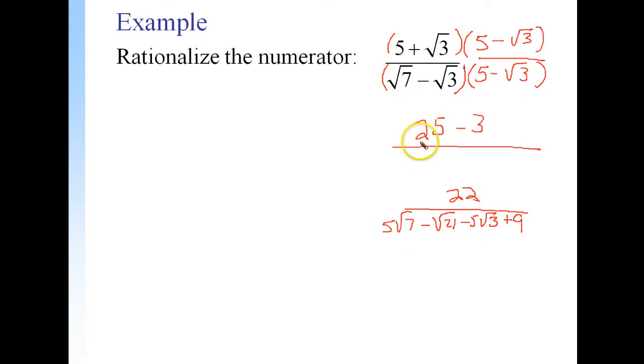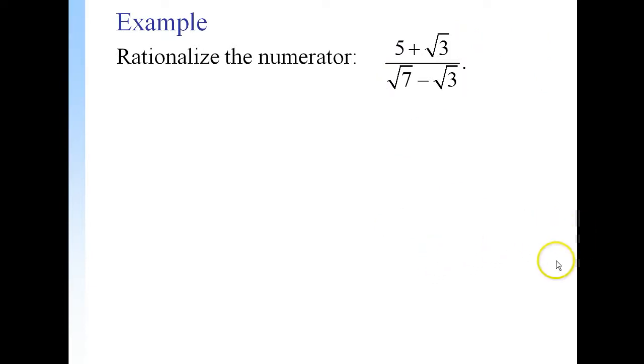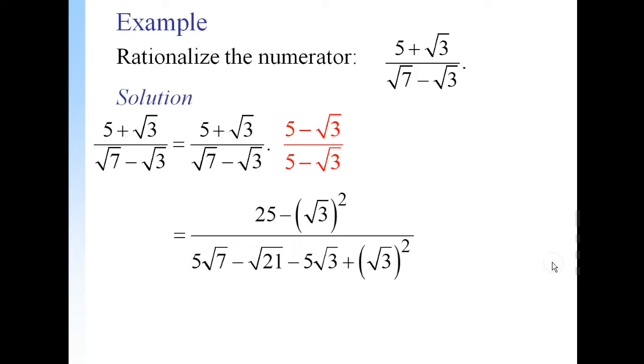Okay, so it never hurts to check your work. Let's see, 5, the square root of 7, negative 21, negative 5, square root of 3. This becomes a square root of 9, positive. Oh, yeah, I did have an error there. It's supposed to be a 3. I think I said 3. I don't know why I wrote 9 here. Okay, got it. Check your work. And there we go.